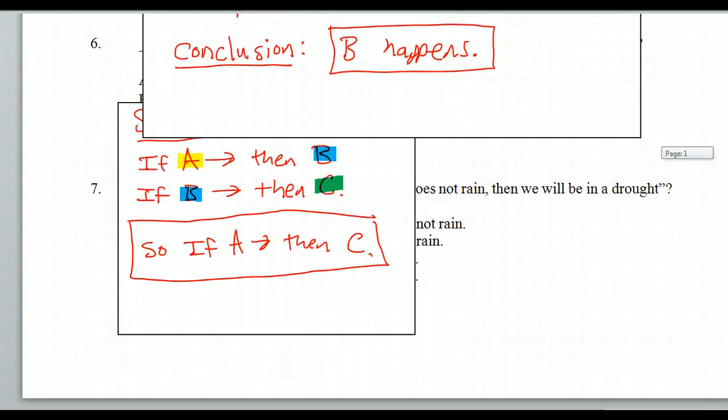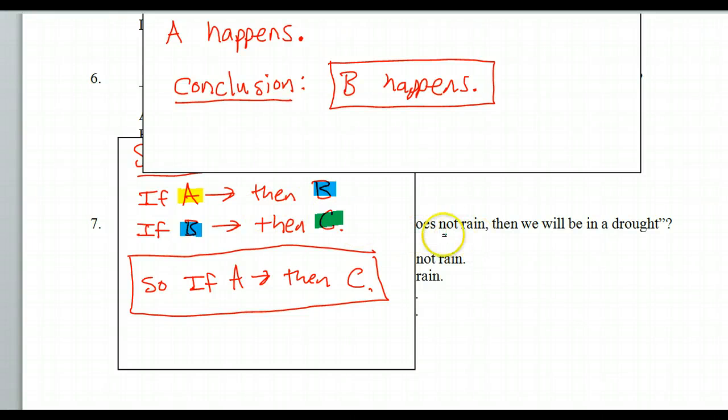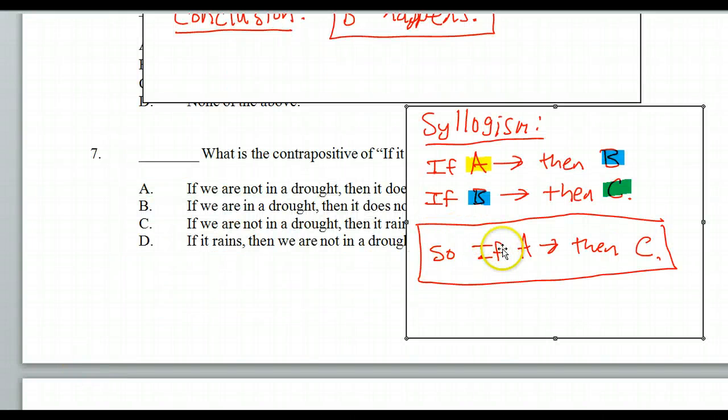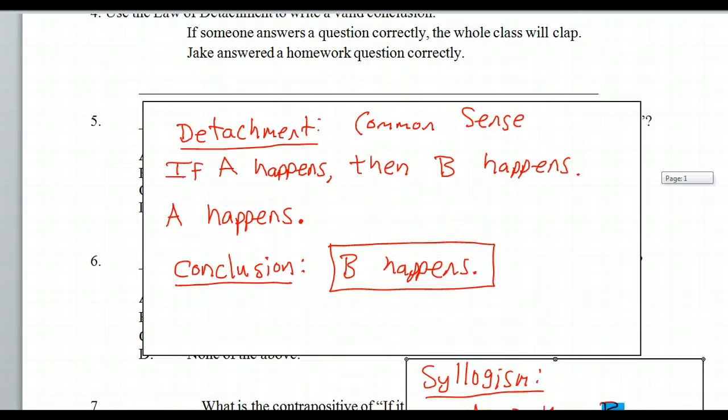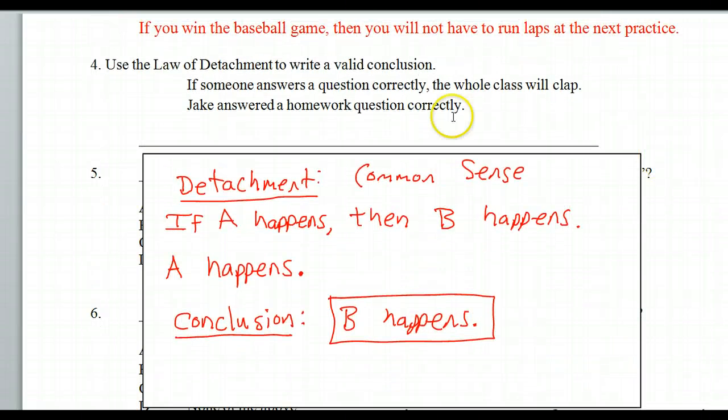Compare that with the conclusion of syllogism. Remember, for syllogism, the conclusion was of the form if A happens, then C happens. It was a whole if-then statement. But for detachment, the conclusion is just B happens. So let's see how that looks in an example. If someone answers a question correctly, the whole class will clap. Jake answered a homework question correctly. What can you conclude?